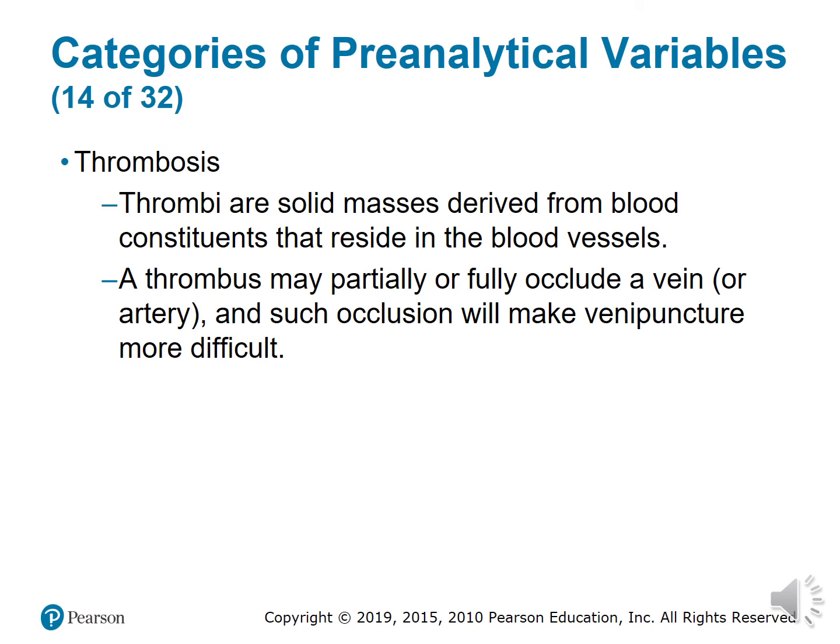Thrombi are solid masses derived from blood constituents that reside in the blood vessel. A thrombus may partially or fully occlude a vein or artery, and such occlusion may make venipuncture more difficult.